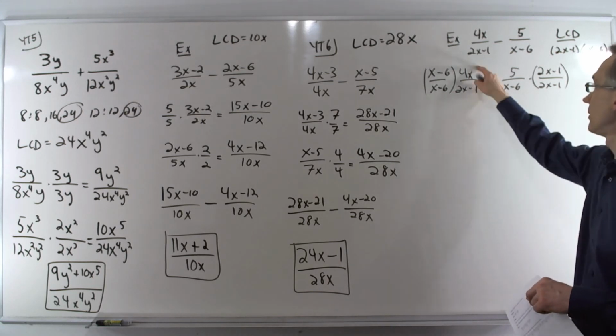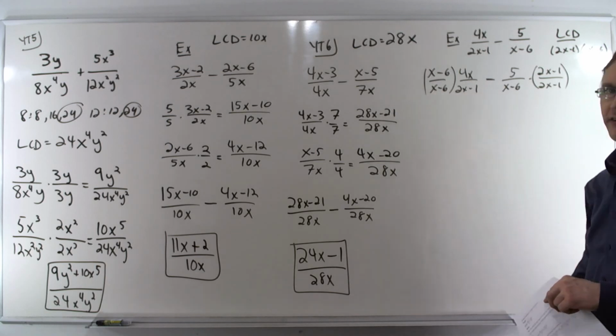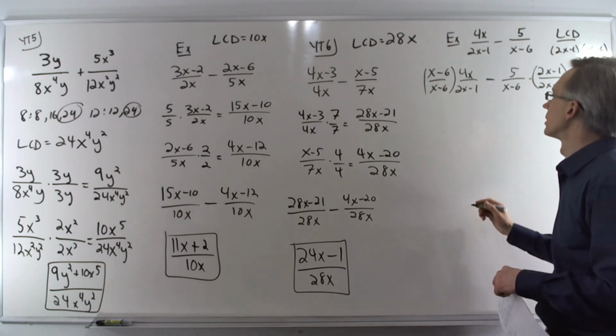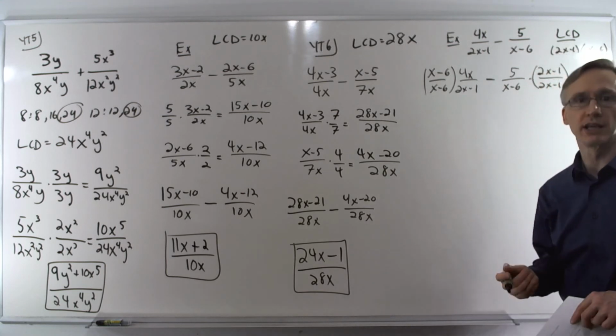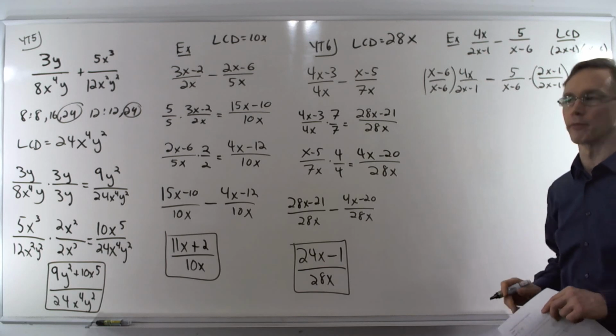Now we're going to have to distribute into the numerator. The denominator, just leave it in factored form. There's absolutely no reason to FOIL that out. In fact, it actually makes it harder to see if we can simplify the result. So just leave the denominator in factored form.